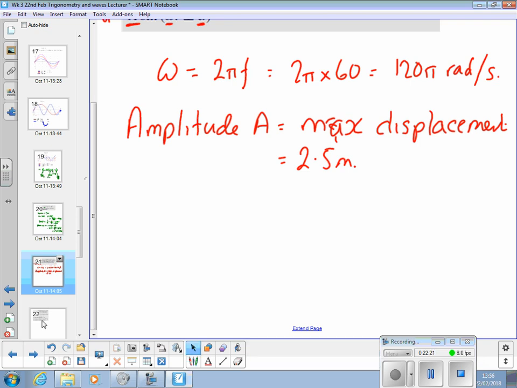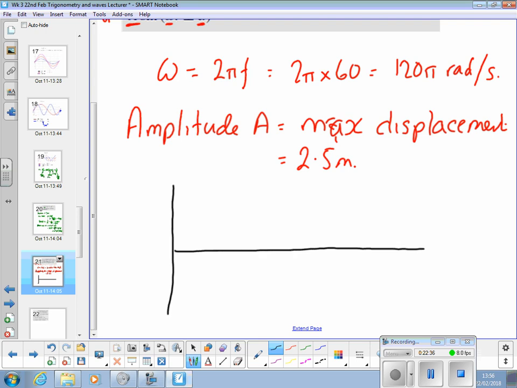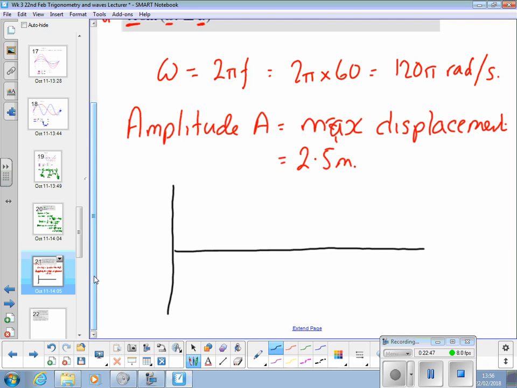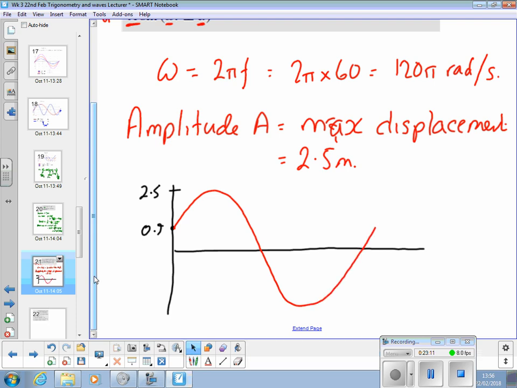Now, this other bit, probably really best if we sketch what this oscillating machine is doing over time. So there's our axis, and it says that it's starting at plus 0.9, so we know there's going to be a peak at 2.5 meters, but it's starting at 0.9, with displacement D on that scale.